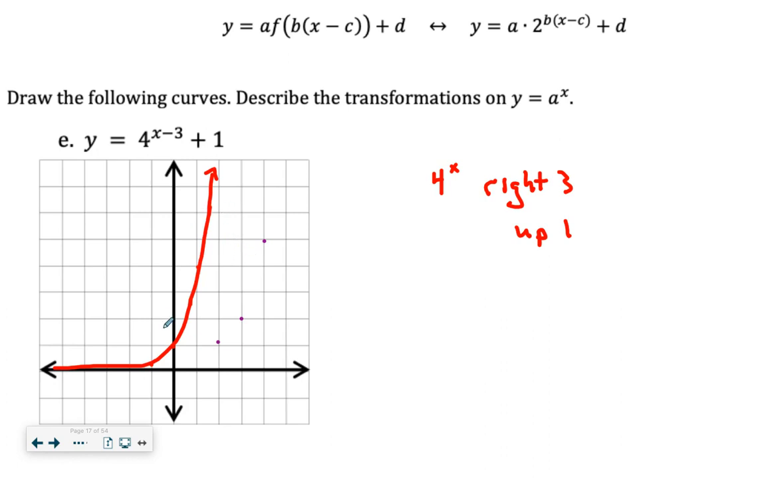Now also notice that my asymptote is going to be shifted up 1. Since my asymptote before any shifts is y equals 0, since I shifted up 1, my asymptote now is going to be y equals 1. So my graph is going to get closer and closer to y equals 1, but never touch it.